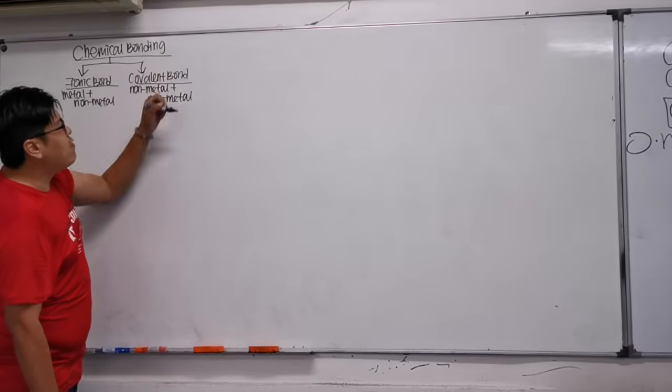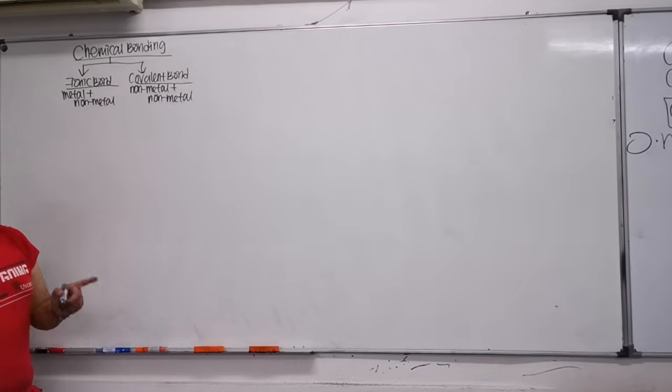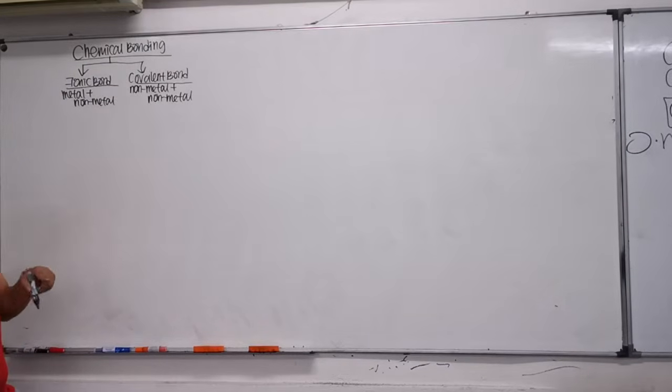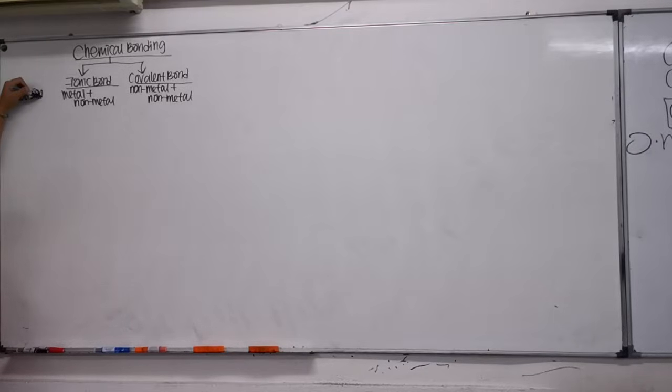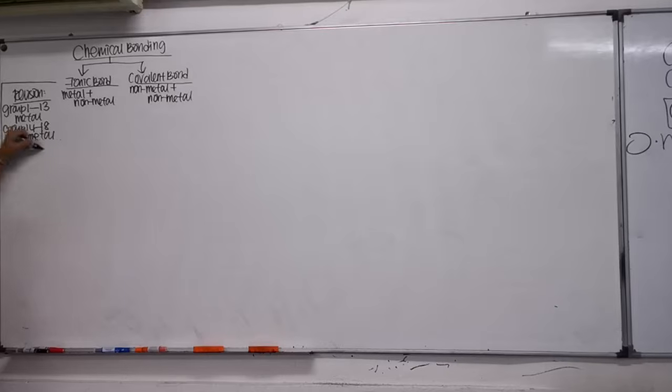Okay guys, a quick revision. How do you know who is metal and who is non-metal? We will use some knowledge we learned from chapter 4. Always remember, you can refer to the group to know whether you are metal or non-metal. If you are placed in group 1 all the way to 13, you are metal. If you are group 14 all the way to 18, you are non-metal. This is something you must know.